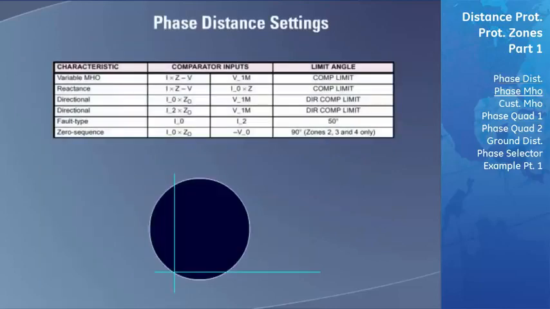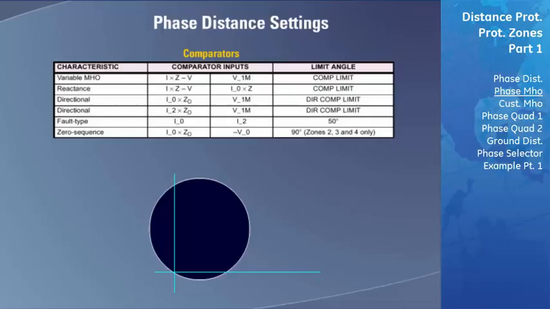The next settings we will discuss are used to tailor the Mho-zone characteristic to fit your protection needs. The shape of the Mho-zone characteristic is based on a number of inputs called comparators. These comparators take the values entered into the relay, along with some measured voltage and current levels, to form the shape of the Mho characteristic.